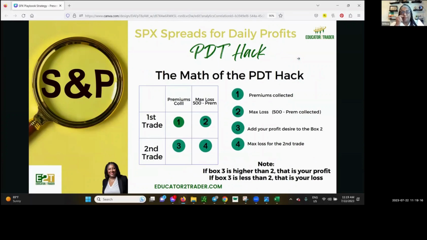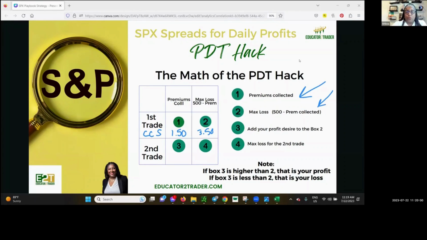Here's the box I was just mentioning for the math of the PDT hack. Okay, so your first trade you put on, I'm going to use the numbers we just looked at. We did a call credit spread first. We collected, what did I say, $1.50. I think it's on the next page actually with the numbers. Our max loss here, 500 minus that premium, gives you 350. I have what goes in each box over to the right here.